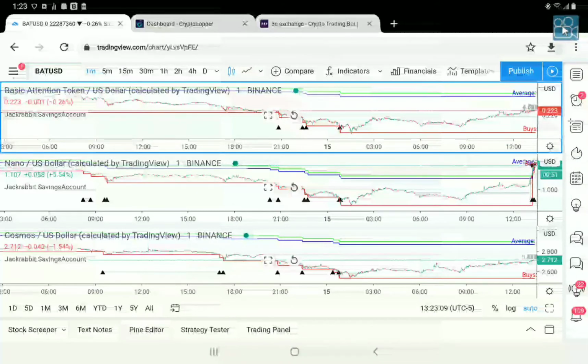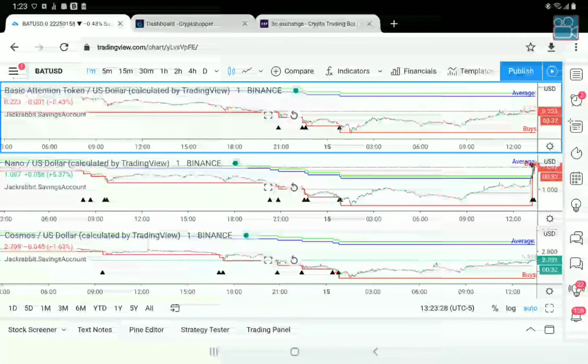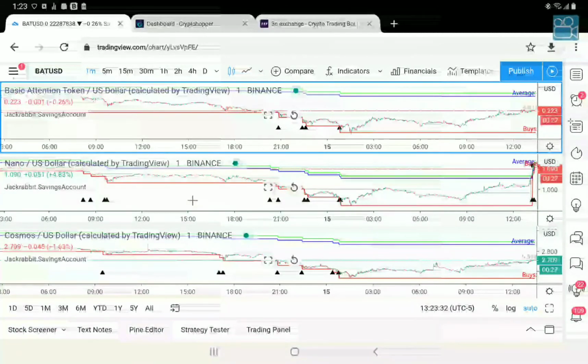Today I'm going to talk about my first results from the Jackrabbit savings account module. And also I'm going to talk about an addition to the module called the sideways breaker. First, let's start with the sideways breaker.